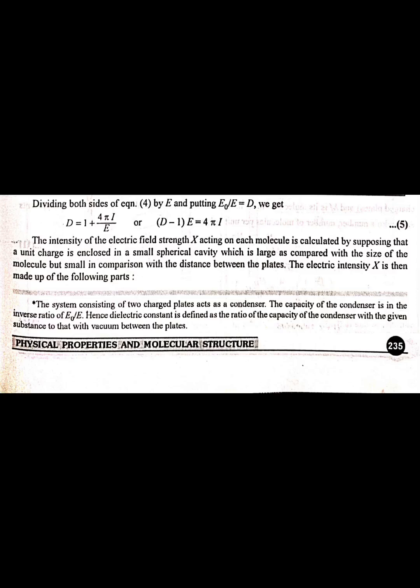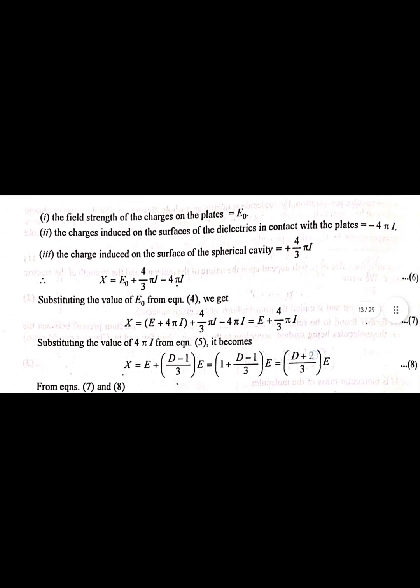The intensity of the electric field strength X acting on each molecule is calculated by supposing that a unit charge is enclosed in a small spherical cavity which is large as compared with the size of the molecule but small in comparison with the distance between the plates. The electric intensity X is then made up of the following parts. Number 1: the field strength of charges on the plate is equal to E naught. Number 2: the charges induced on the surfaces of the dielectrics in contact with the plate is equal to minus 4 pi I. Number 3: the charge induced on the surface of the spherical cavity is equal to plus 4/3 pi I.